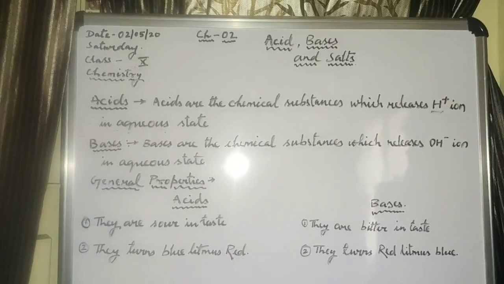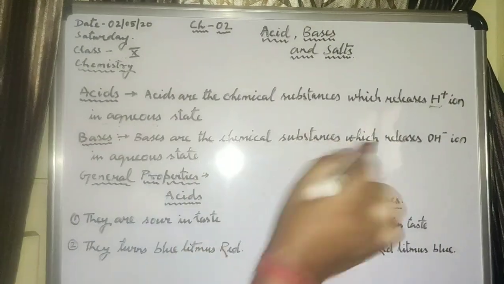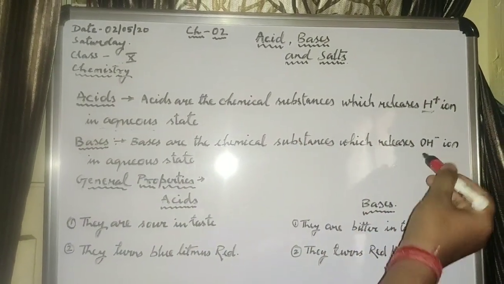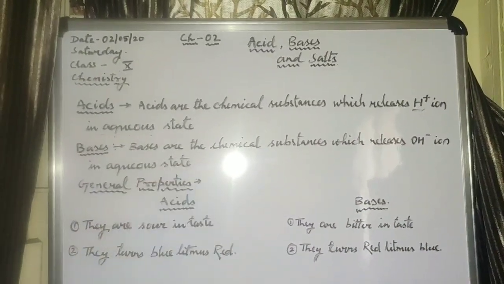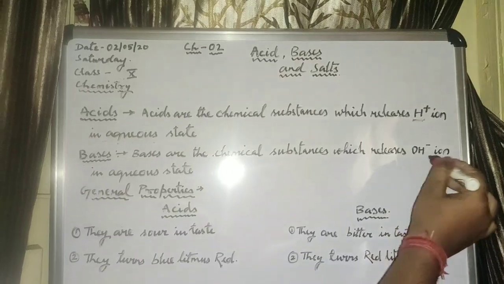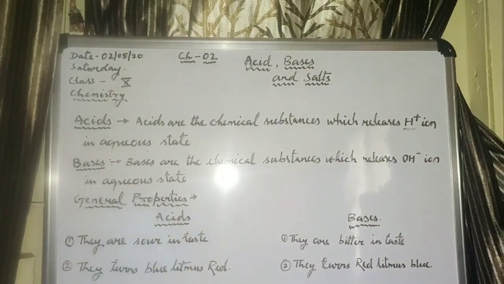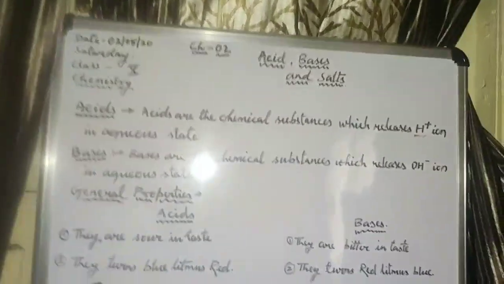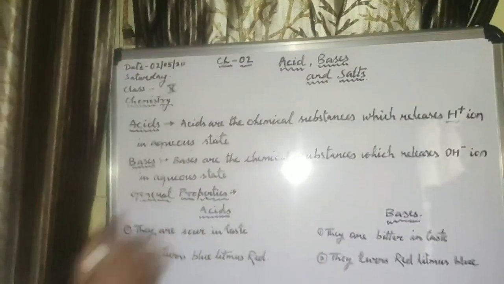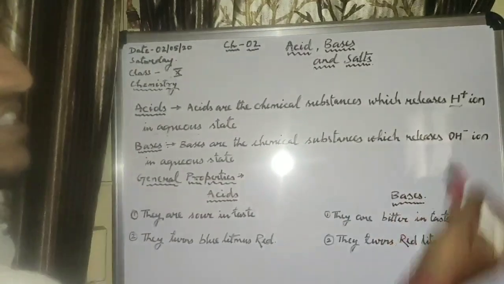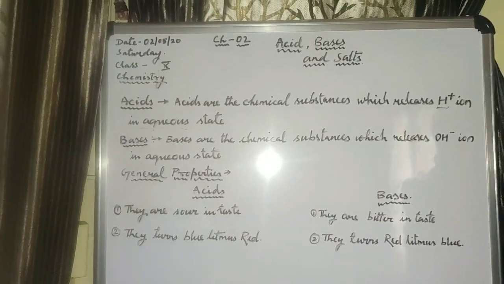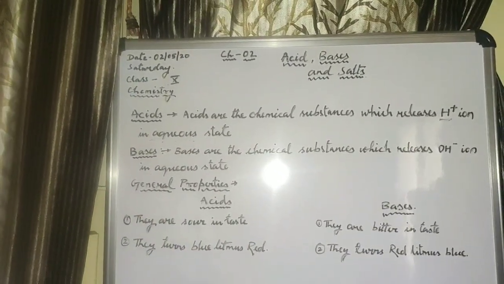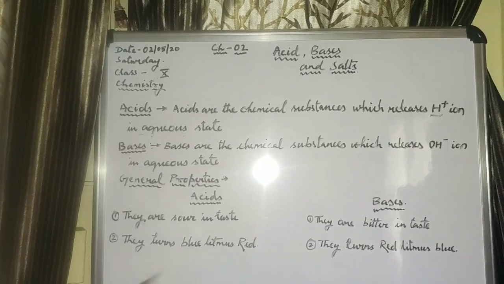Now, what is base? Bases are the chemical substances which release OH- ion in aqueous state. Remember, OH- ion in aqueous state. Same condition goes with the bases. In concentrated state, it cannot release OH- ion. Now, we will look for the general properties. After that, we will go for the chemical properties.